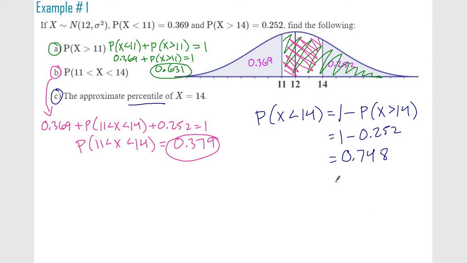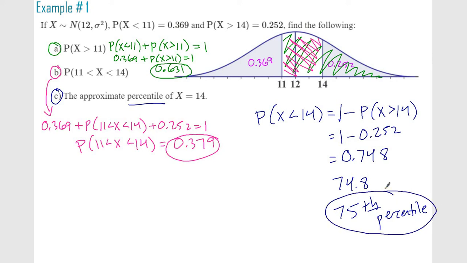So that would be 74.8, which is below it, so then we would go to the 75th percentile. Okay, better than 74.8, well, you're better than 74%, so then you would say you're in the 75th percentile. Okay, always use context when you're trying to figure out what your answer should be written as.